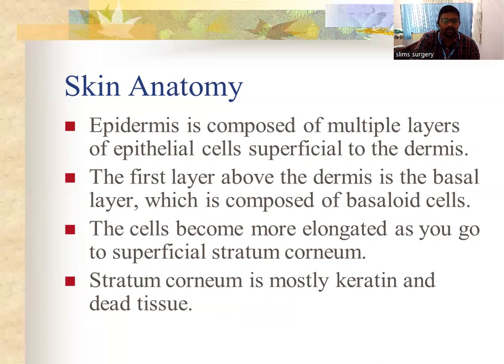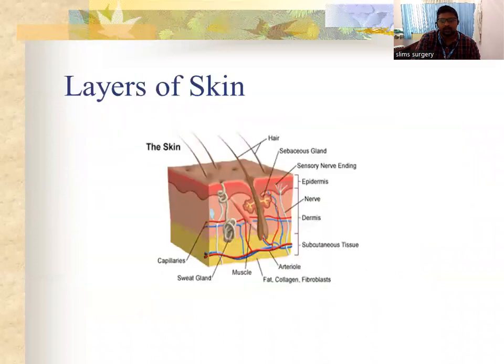Coming to the skin anatomy. The epidermis is composed of multiple layers of epithelium superficial to the dermis. The first layer above the dermis is the basal layer, which is composed of basaloid cells. The cells become more elongated as you go to the superficial stratum corneum. The stratum corneum is mostly keratin and dead tissue. In this diagram, you can see the epidermis and the dermis, the layers of skin.